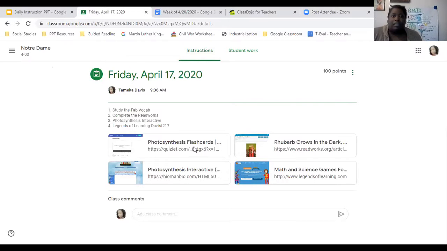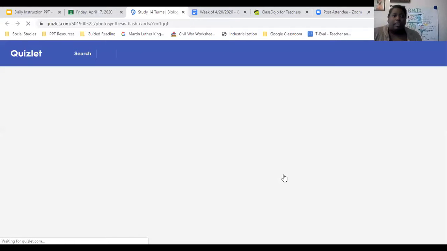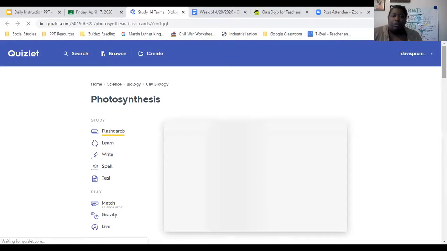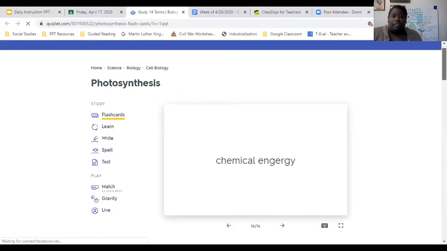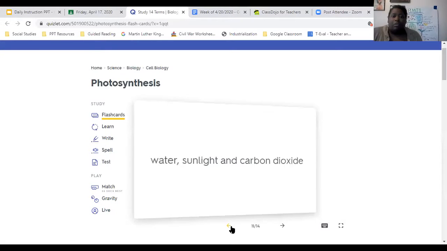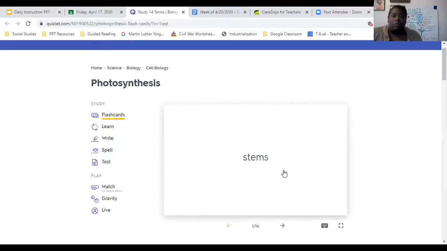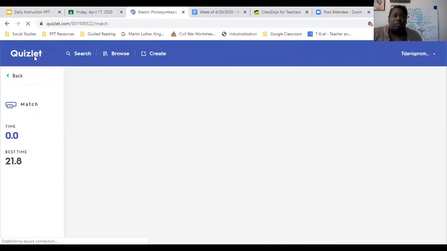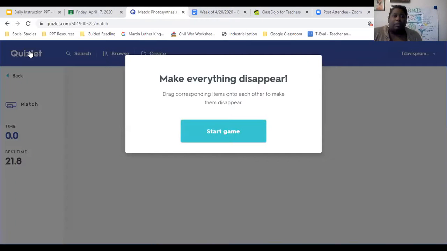So we always start our lesson out with our academic vocabulary, our FAB vocab. And I want you to go over the vocabulary at least 2 times. And then after you go over the vocabulary 2 times, then I want you to play the match game. You can play the gravity game as well, but the gravity game requires that you know how to spell the words with 100% accuracy. And so we will play the match game once we finish with our vocabulary words.